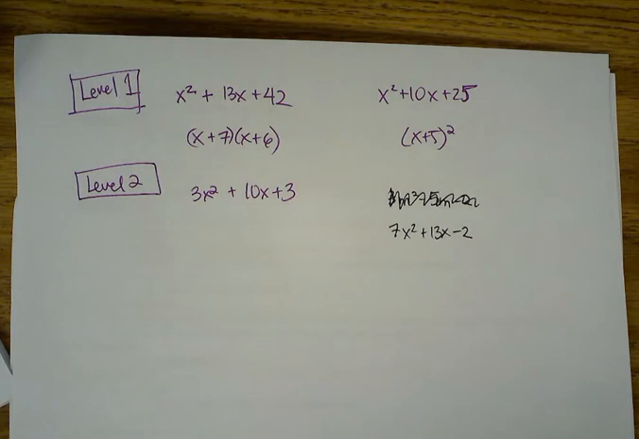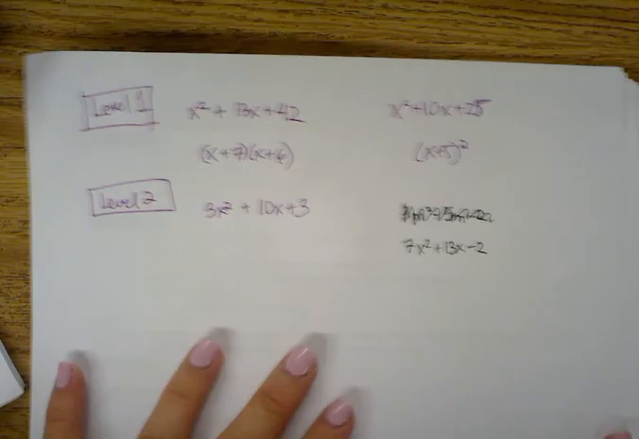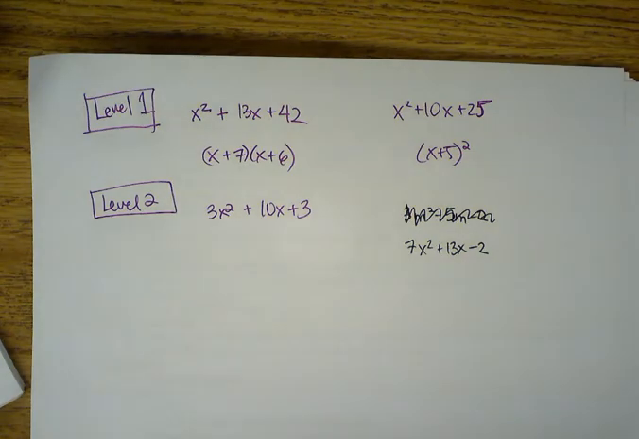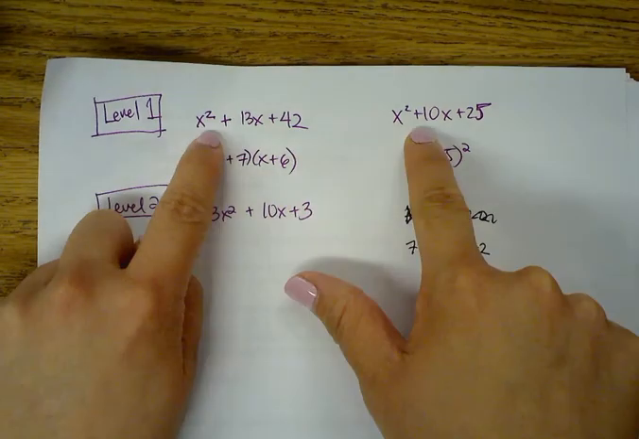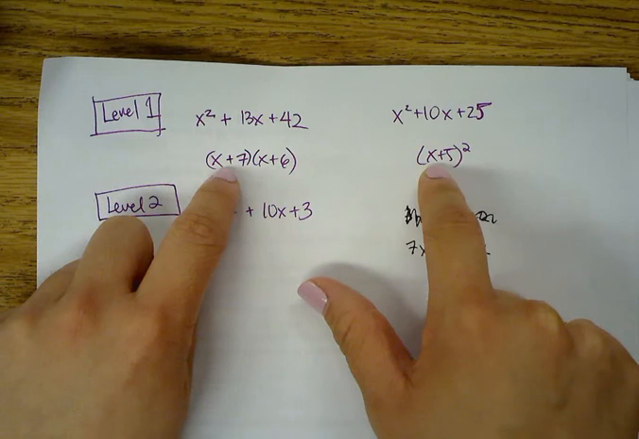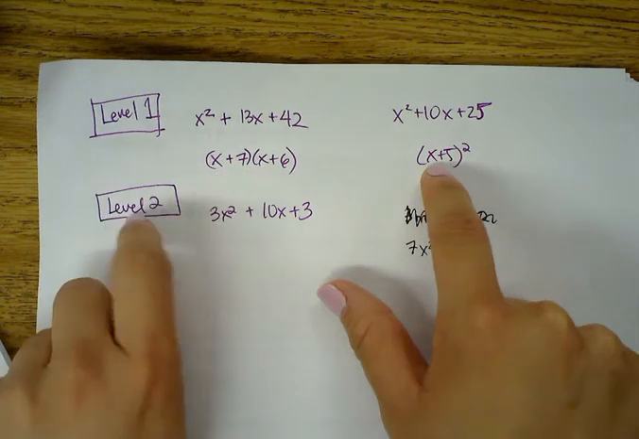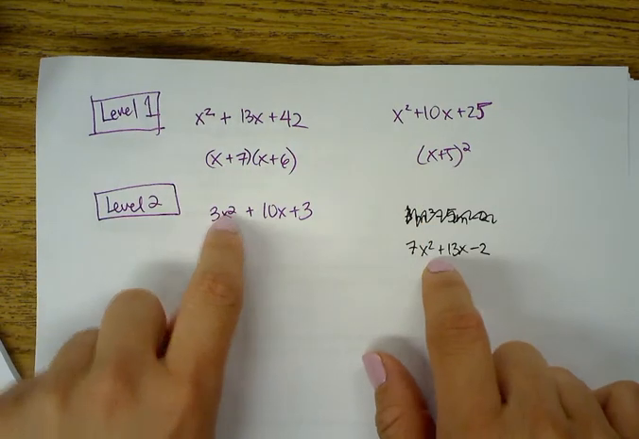Okay, for the people who are joining us on the video right now, I'm giving 2 level 1 problems. That's with the answers. This is just to assess where you're at. Here are 2 level 2 problems, because there is a coefficient in front of the x squared.